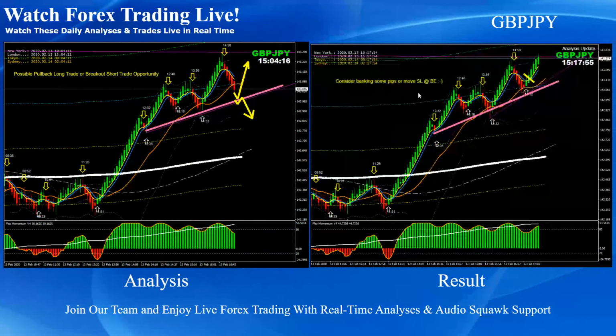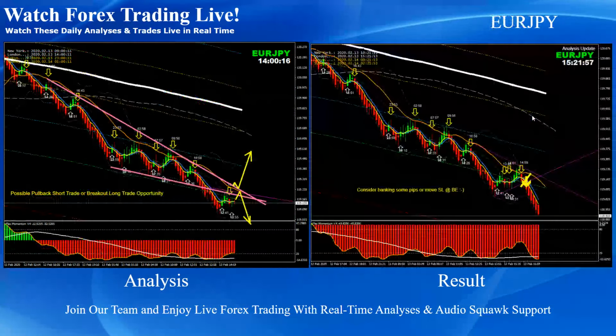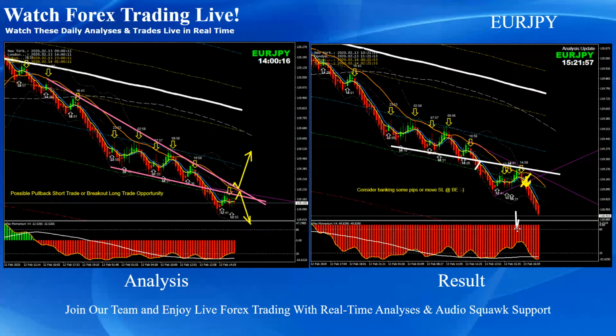Pound yen, pretty straightforward, as mentioned in the analysis, beautiful pullback long trade. Euro yen, pretty straightforward. We had this breakout, and afterwards, as always mentioned, look for the pullback. That's the first priority based on the momentum. As you can see, beautiful pullback short trade on euro yen.